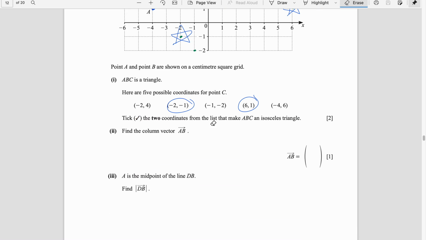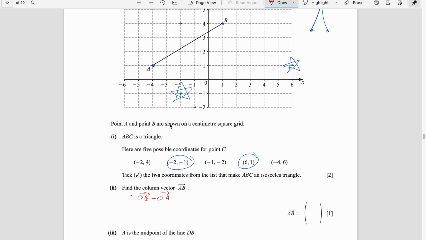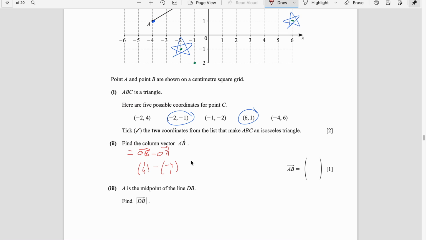Then it says find the column vector AB. So column vector AB is OB minus OA. Read the coordinates of OB. This is (1, 4). Minus A is minus (-4, 1), making it (5, 3).